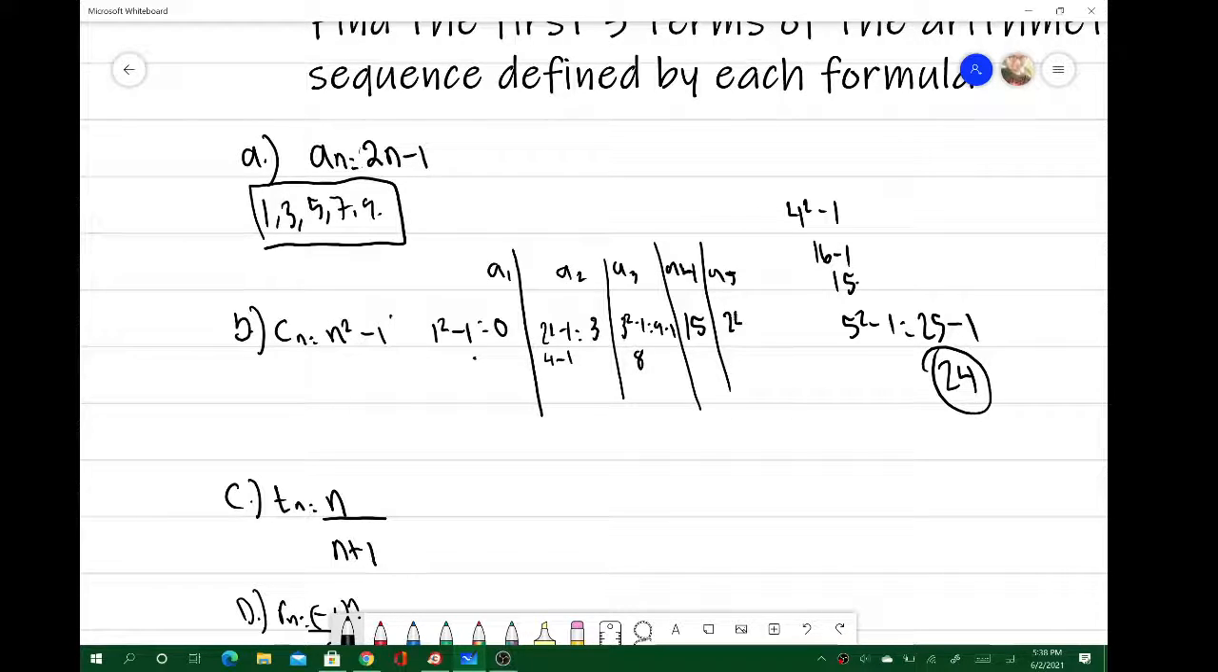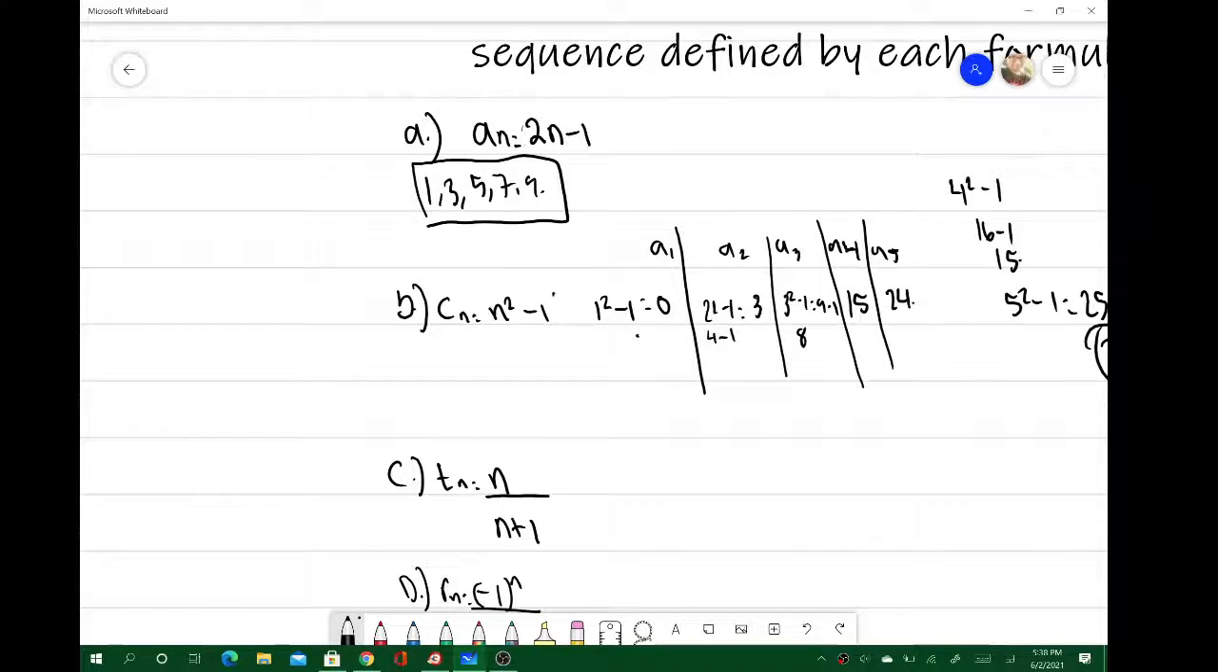Okay. So the sequence would be 0, and then 3, and then 8, and then 15, and then 24, right? So this would be the answer for this one.